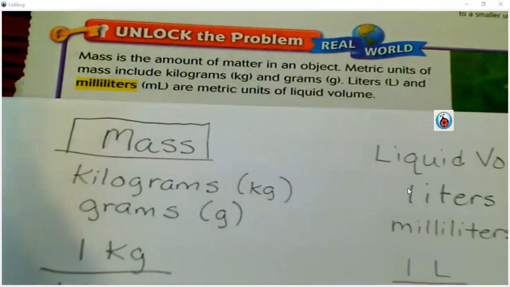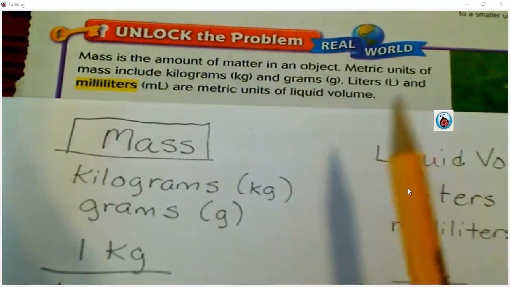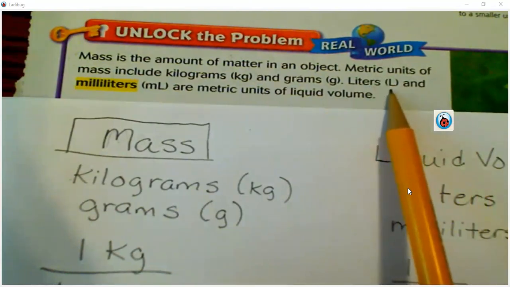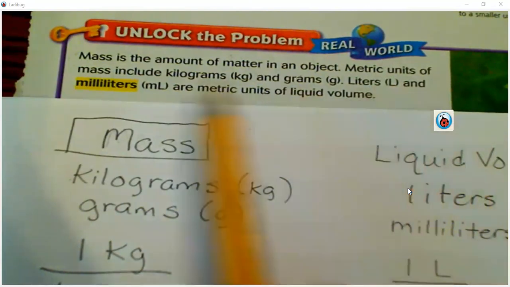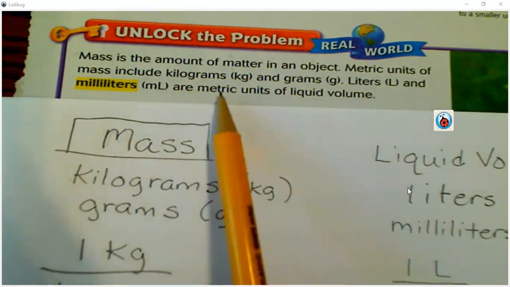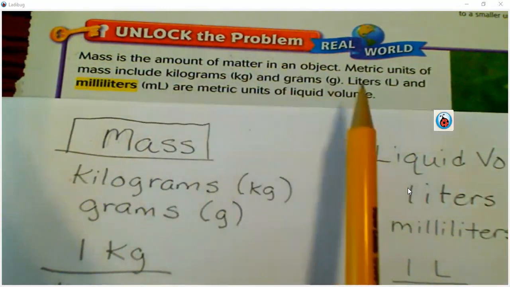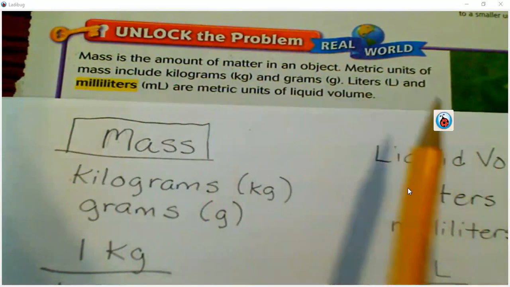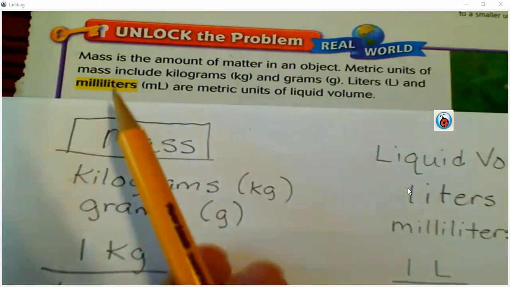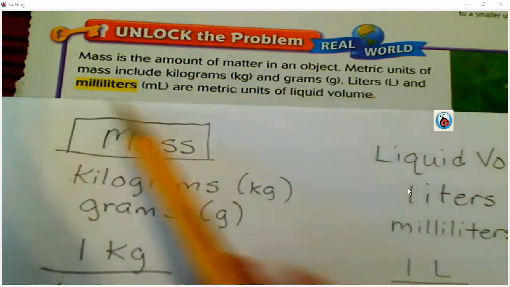Now, liquids are measured in the metric system by liters, which is represented by a capital L, and milliliters, which is represented by a small m and a capital L. They are metric units of liquid volume. So think about a container of soda or a container of water or a container of milk. In the metric system, we're talking liters and milliliters.